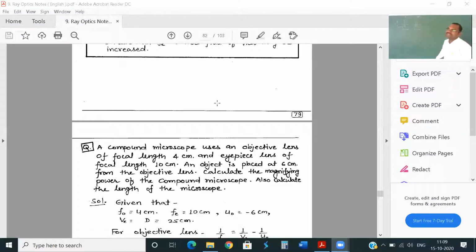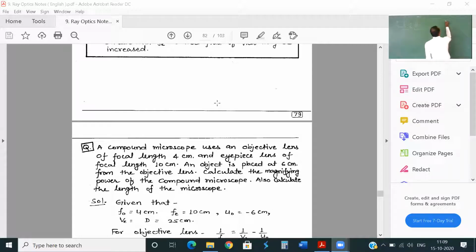Now, two cases are there: when the image forms at the least distance of distinct vision, and when the image forms at infinity also. Let us find for the least distance of distinct vision. Let us imagine somewhere here it will form its image like this, A dash B dash, image. This value we call V0. First let us find this V0.